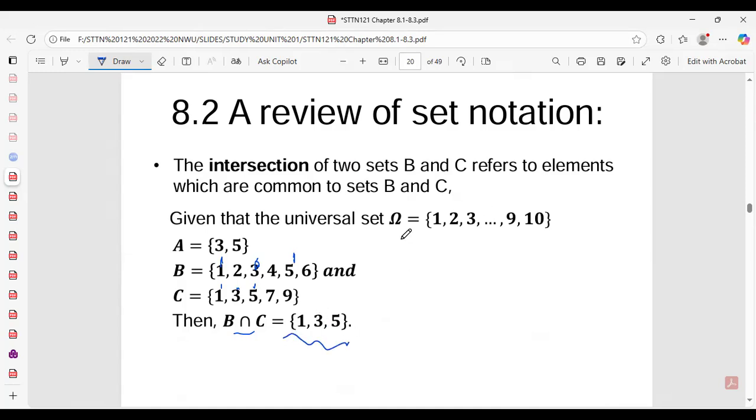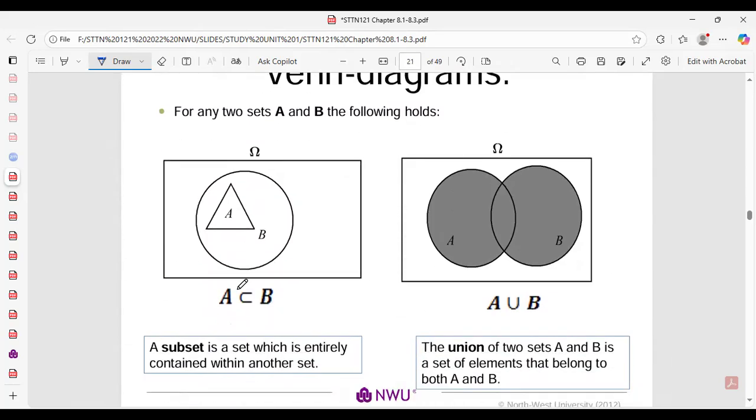So if they give you the universal set or the set of all elements, and then they tell you to find the probability of B, or no, not the probability, B and C, which is the intersection, you need to check here on the set. Okay, that one. Then you also have the Venn diagram.